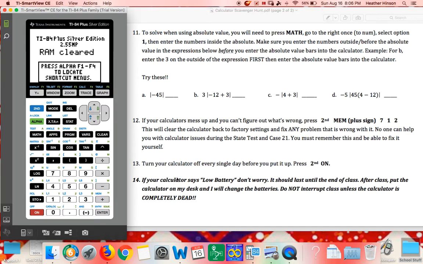The last question on here, number 14, that's just for in-class students. For students at home, for VIP students, y'all don't need to worry about that. Y'all can change your batteries as needed. But for in-class students, that's just for y'all.